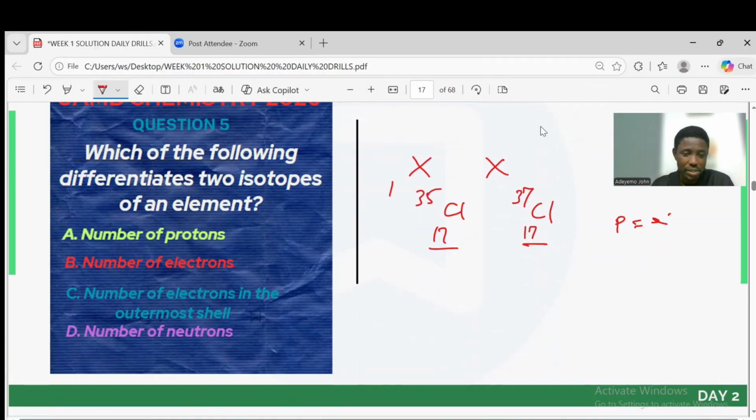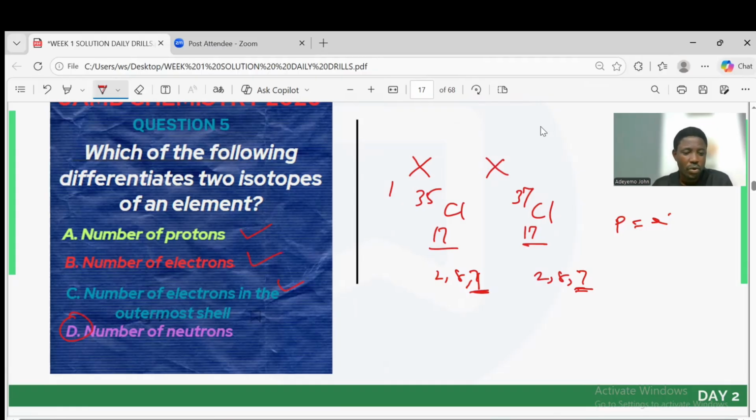Number of electrons in the outermost shell. Of course, if this is 2, 8, 7, this one will be 2, 8, 7 as well. So that makes the number of electrons and the atomic number the same. So of course, D will be the answer, since you are sure that this is correct, this is correct, this is correct.